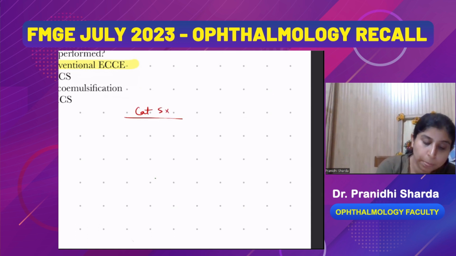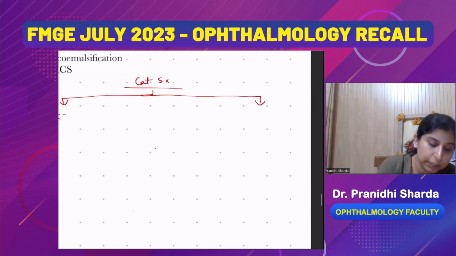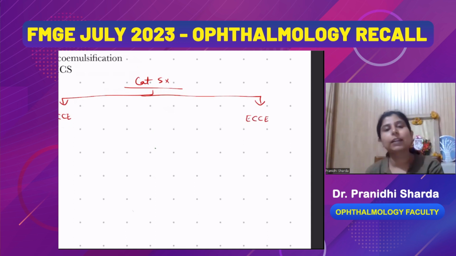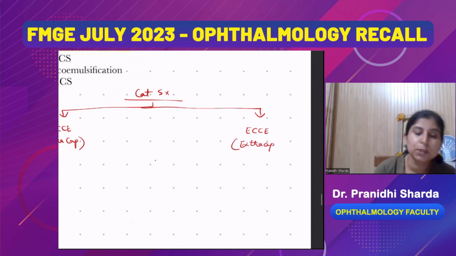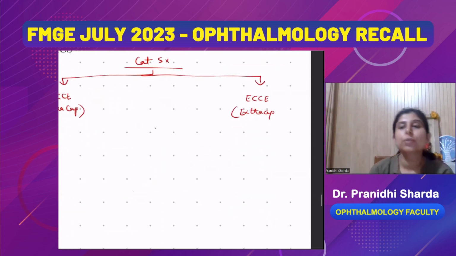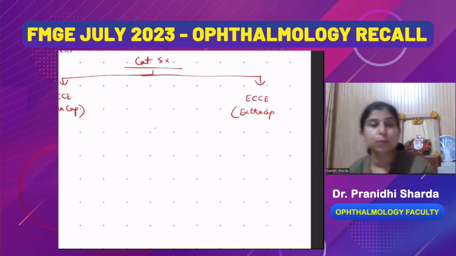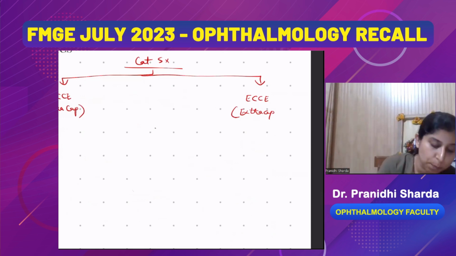So, I think that will be more clear. We can broadly divide the cataract surgery into intracapsular and the extracapsular. Why is it extracapsular? Because we are not removing the posterior capsule. So intracapsular is an obsolete surgery.